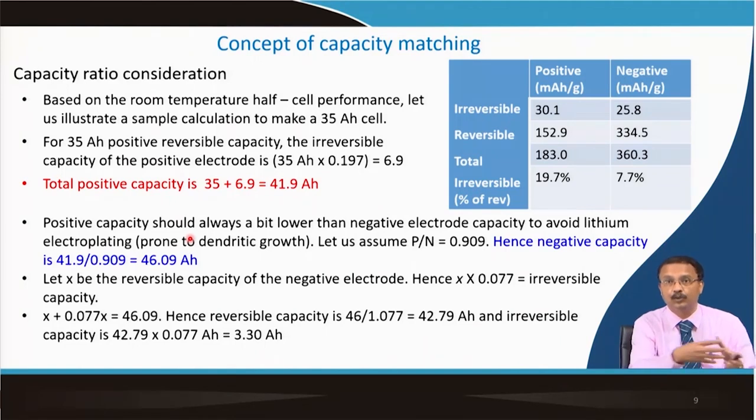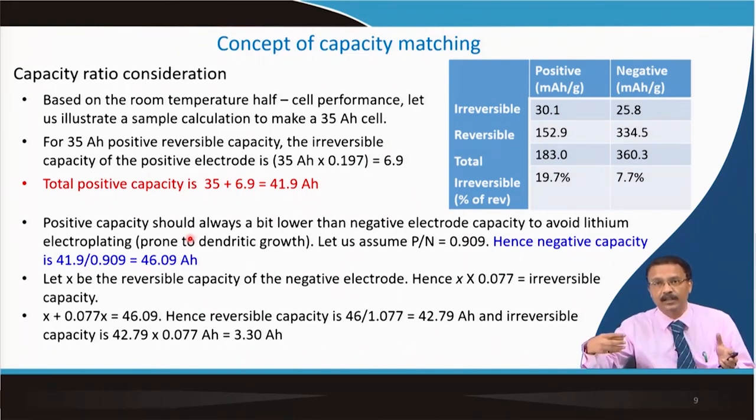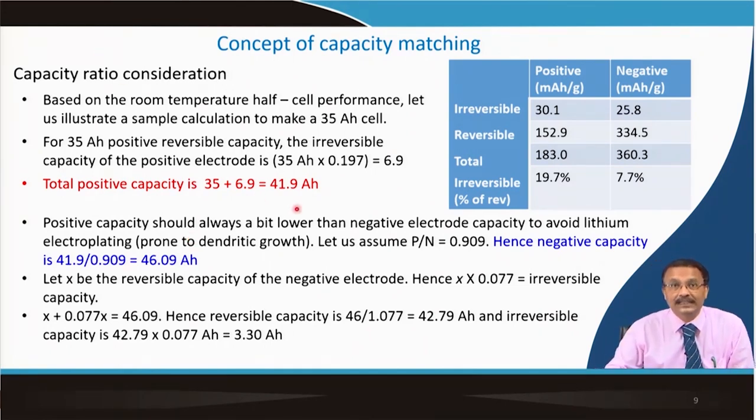If it is not totally consumed in the negative electrode in terms of intercalation for graphite, then it will electroplate and form the dendrite structure. So, it is problematic. Therefore, the positive to negative ratio is kept at about 90%. So, the negative capacity is coming about 46.09 based on this, right.